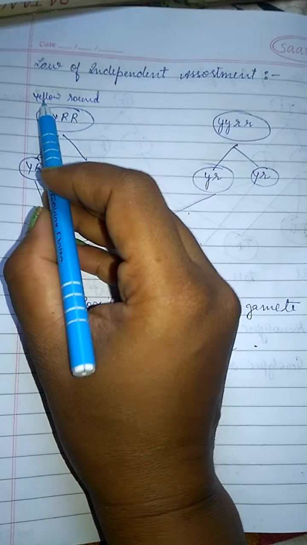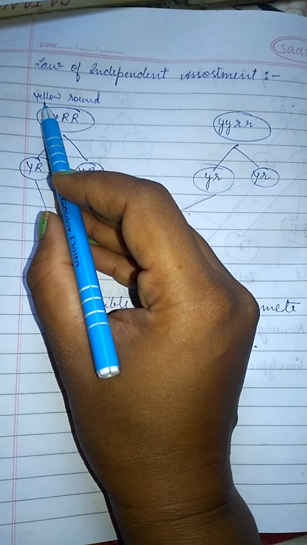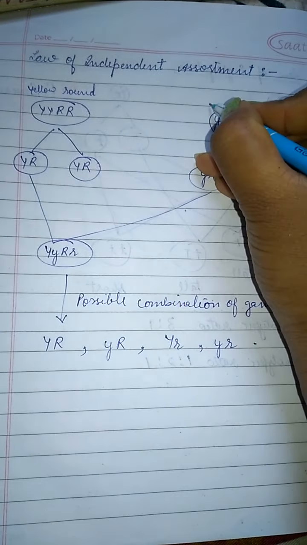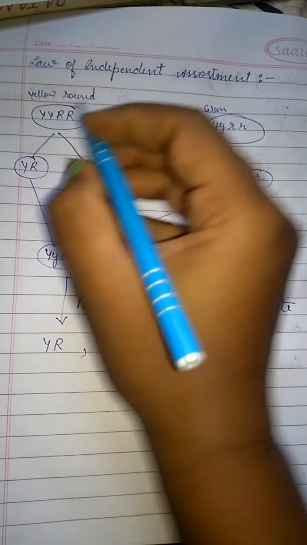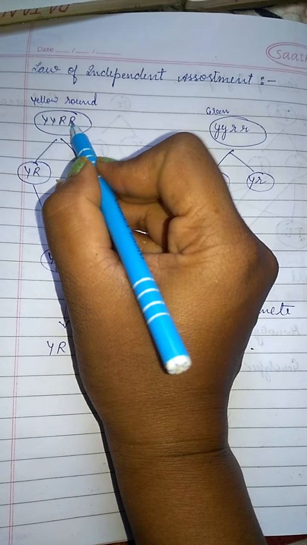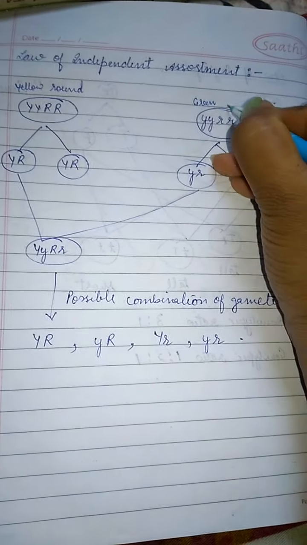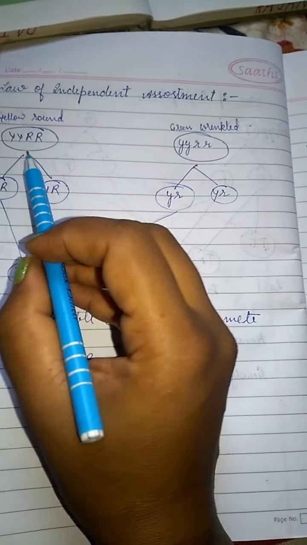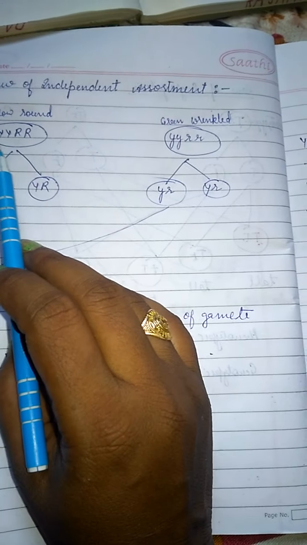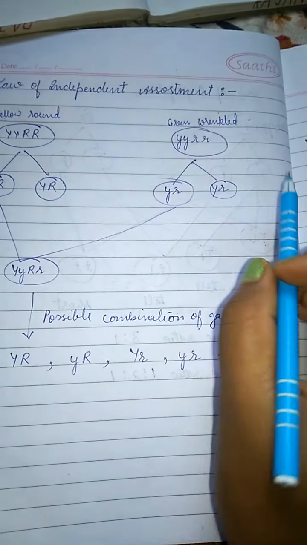So the contrasting color of yellow will be what? It will be green. So small y is for green, and capital R is for round. So small r is for wrinkled. So here we have taken two pairs of contrasting characters.